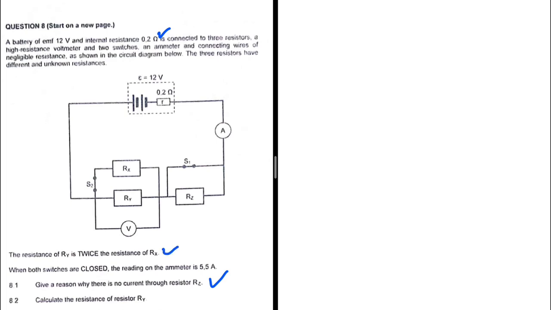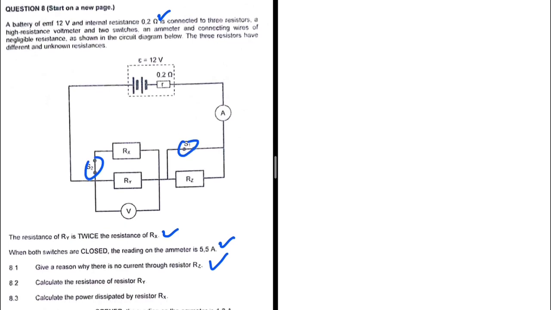When both switches are closed, the reading on the ammeter is 5.5 ampere. When S1 and S2 are closed. Okay, then back to our question. Give a reason why there is no current through resistor RZ. So let's see how the current is going to flow. It flows from positive to negative, obviously. So here's our current flowing. It just keeps flowing here at the corner, nothing special, right? And then our current keeps flowing.